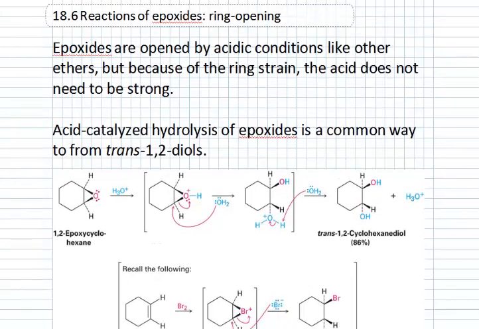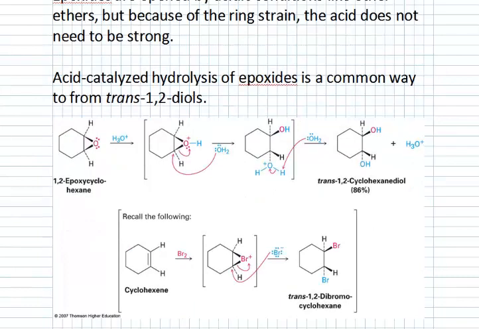All right, so remember I told you epoxides have considerable ring strain. That makes them much more reactive than other ethers. So we can also do an acid-catalyzed epoxide cleavage, but because of that ring strain, the acid does not need to be strong. Okay? So just regular aqueous acid doesn't have to be concentrated HCl or something like that. Just regular, really any old aqueous acid will open up an epoxide.